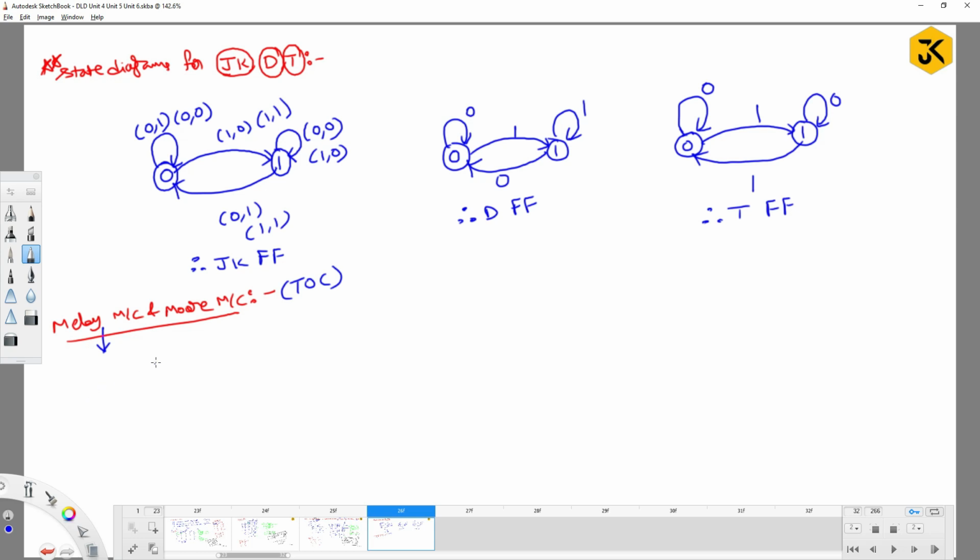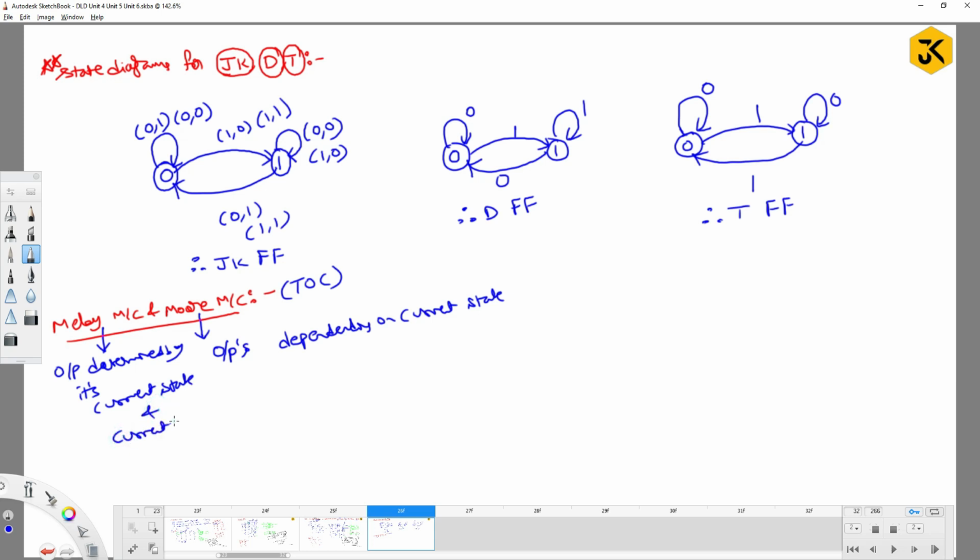So if you take the Moore machine, it is going to produce its outputs depending only on its current state, meaning that by simply looking at its current state, it is going to define its outputs. Whereas coming to Mealy machine, here output values are determined by its current state and current input. This is the difference between Mealy machine and Moore machine.